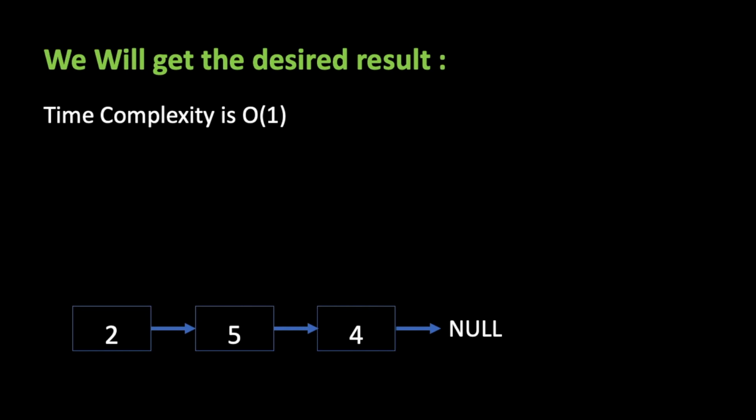So we will get the following output that 2 would be connected to 5 and 5 would be connected to 4 and 4 would be pointing towards null. So the time complexity of this problem would be big O of 1.